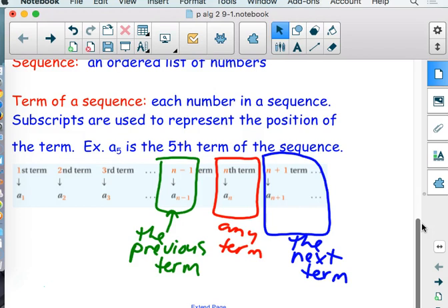That's because a capital A is for a formula like area. But in math, when we're talking about lists of numbers, sequences, and series, it's always a lowercase a. That's standard. So a capital A will make you lose some points.